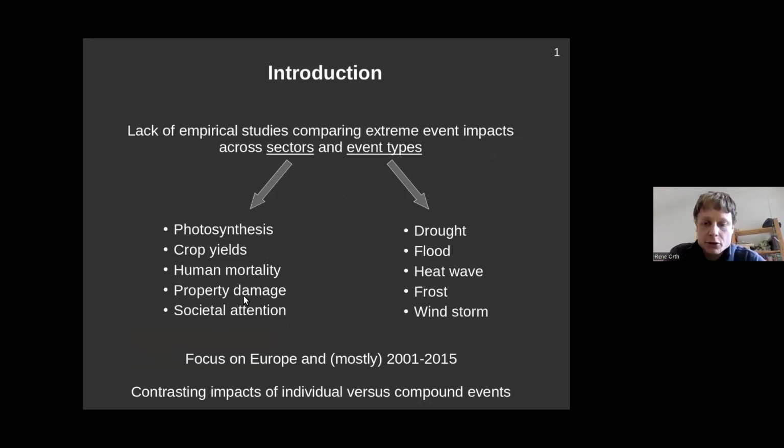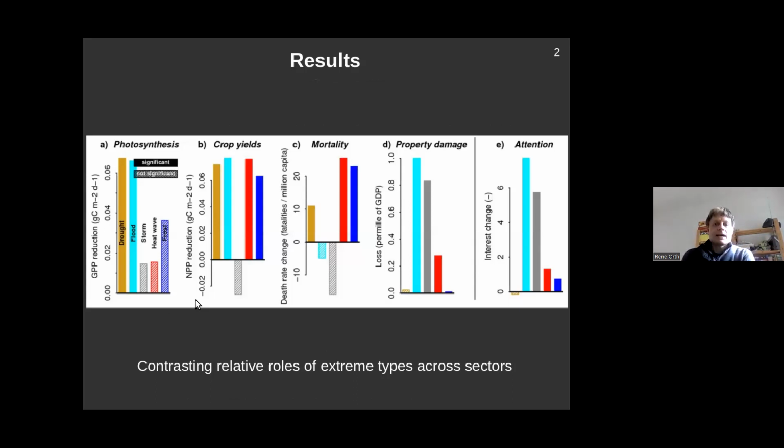We look across Europe and a 15-year time frame, and at national scale, we identify when these hazards occur and what their impacts are in these 5 sectors. If we put things together, this is a summary of the results. For the first sector, photosynthesis, we find that droughts and floods are most relevant in Europe. For crop yields, also droughts and floods, but also the 2 temperature extremes, heat and frost, are very relevant. For mortality, it's the temperature extremes, as is well known from the literature.